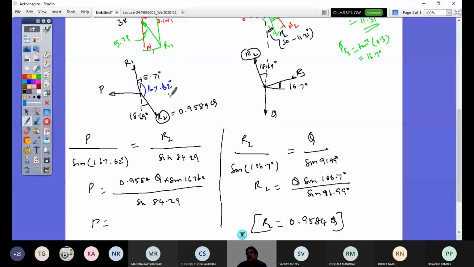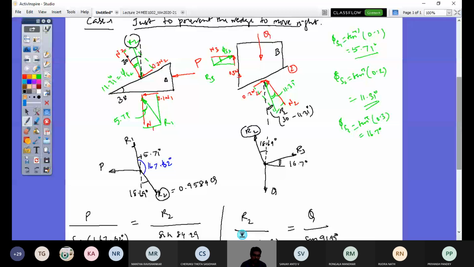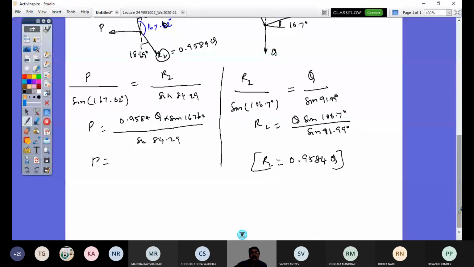So hot it is. Just calculate 180 minus 18.69 plus 5.71. So it's 0.02. Please correct that. If I do that, so here it is 0.02, I would have here 0.216 Q.